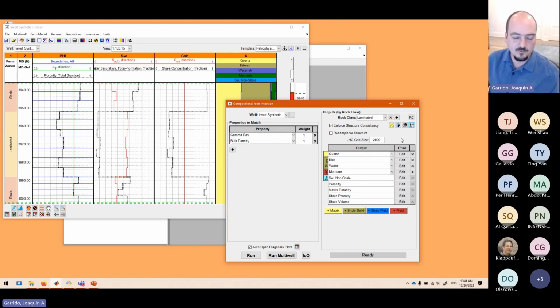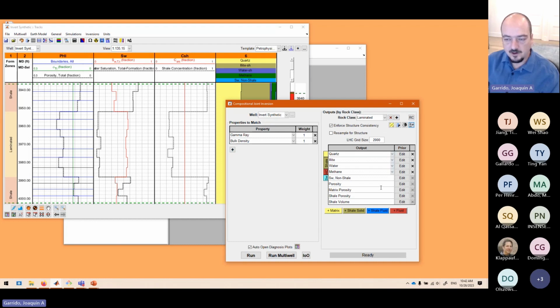The way this algorithm works is it generates a number of possibilities given the outputs that you're expecting. These outputs are going to be the mineral composition for the matrix, for the shale, including also, in the shale, we also associate a certain fluid, so it's water. In this case, that we know the hydrocarbon is methane. And the water saturation is an output that you're expecting to get. Porosity, matrix porosity, shale volume.